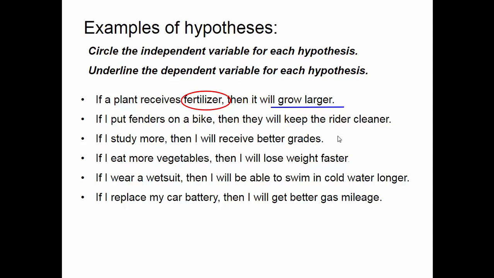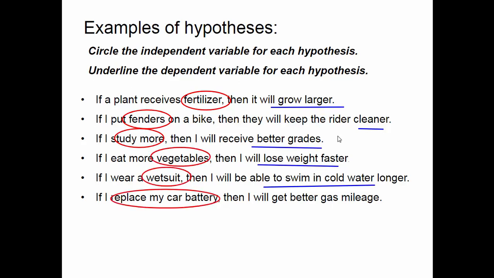So what's the independent variable in this example? Fenders. Yeah, whether or not the bike has fenders. And the dependent variable, Eddie? Keeping the rider cleaner. Yeah, how clean the rider is. All right, does this make sense? I don't need to go through every example, right? But if I did, that's what we did.